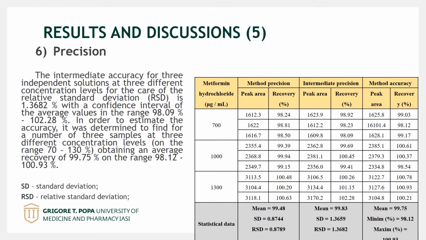The intermediate precision for 3 independent solutions at 3 different concentration levels, the relative standard deviation is 1.3682% with a confidence interval of the average values in the range 98.09% to 102.28%. In order to estimate the accuracy, the recovery was determined for 3 samples at 3 different concentration levels, obtaining an average recovery of 99.75%.